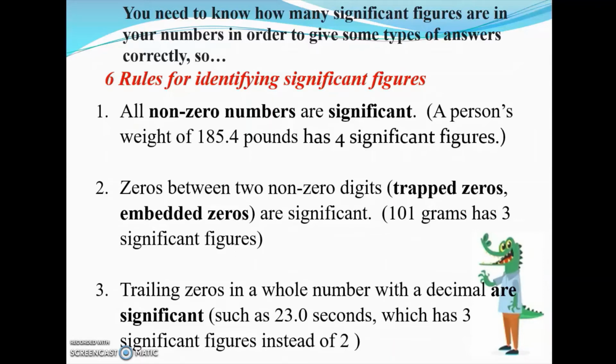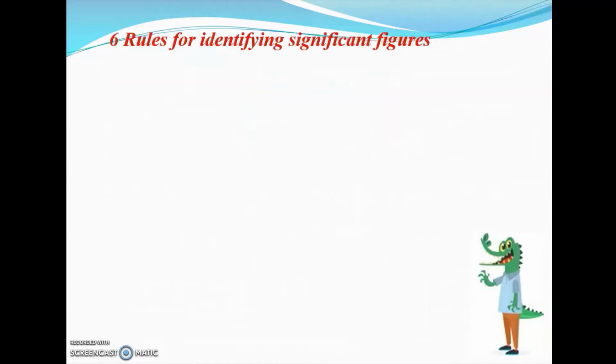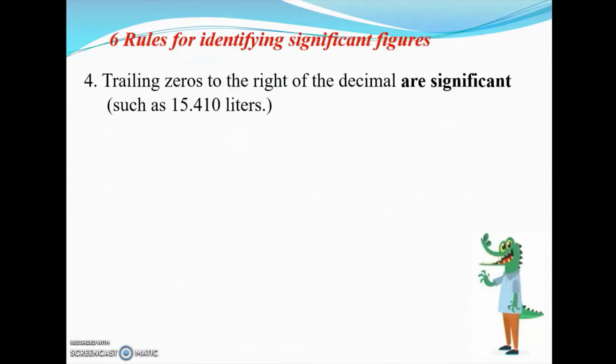You might be tempted to think, well, that zero doesn't mean as much. It does. It's 23.0 seconds. If you don't believe me, if you know anybody that's really big in track, ask them whether or not that last digit means anything or not. It absolutely does.